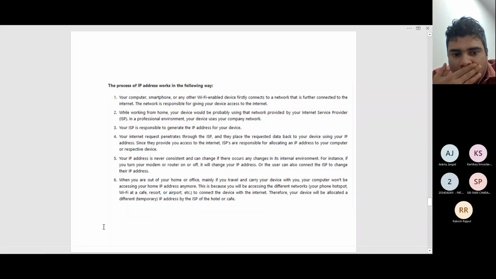So when you are out of your home or office, mainly if you travel and carry your device with you, your computer won't be accessing your home IP address anymore. This is because you will be accessing a different network, your phone hotspot, Wi-Fi at a cafe, resort, or airport, to connect the device to the internet. So your device will be allocated a different IP address by the local ISP or cafe.